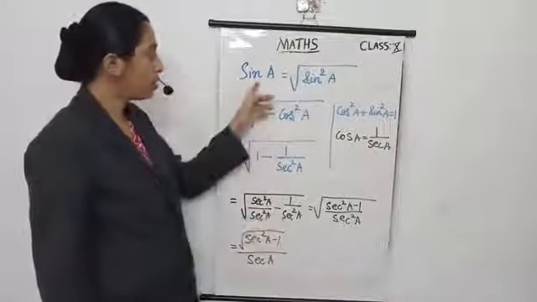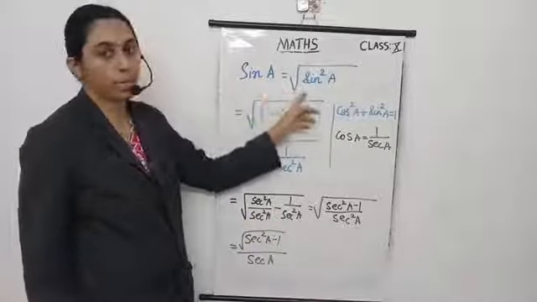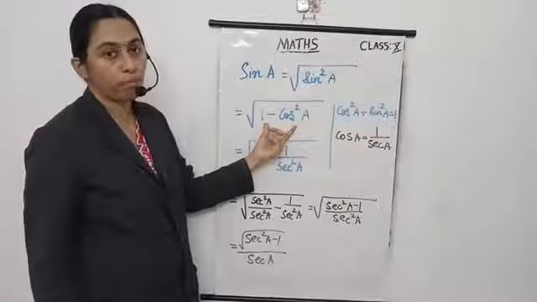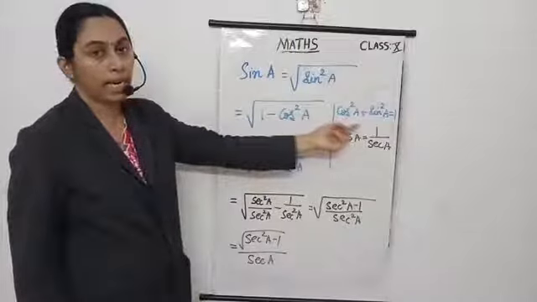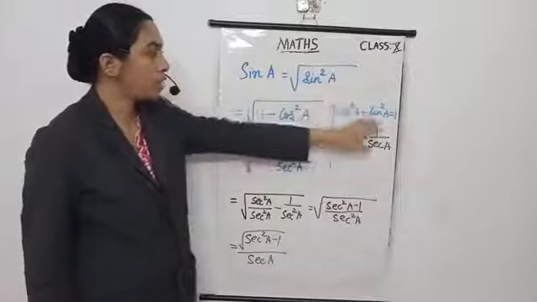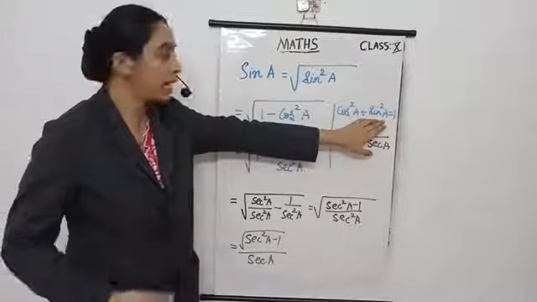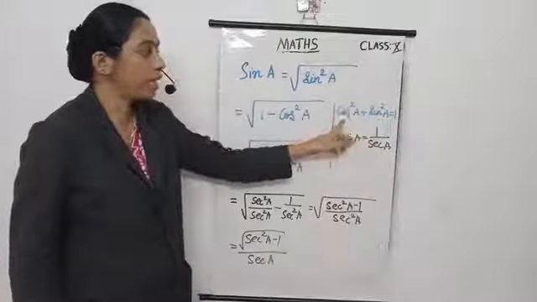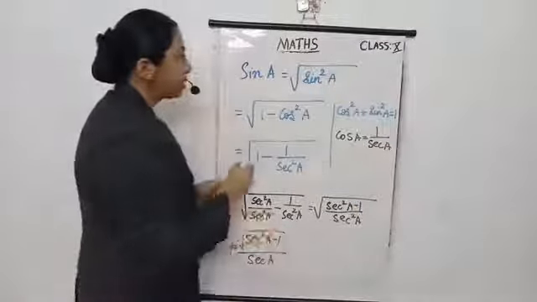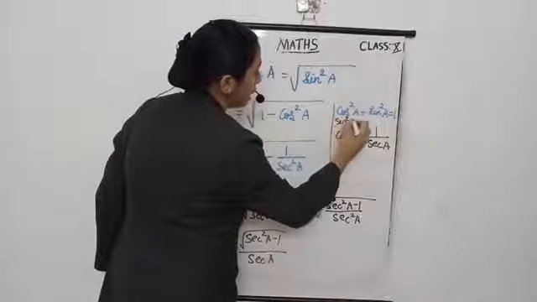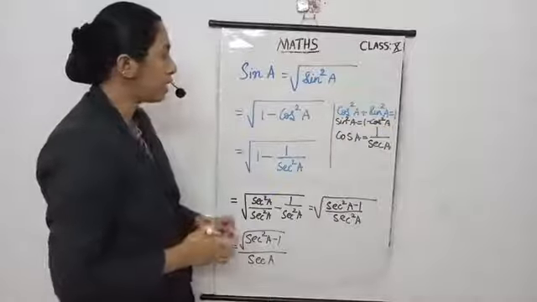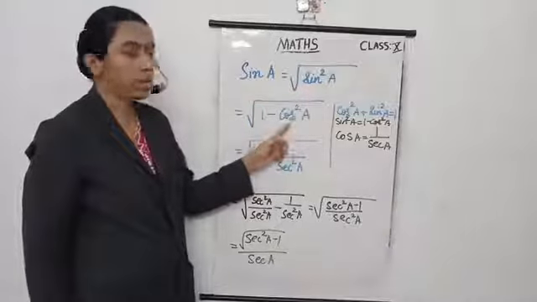So here first write sin A equal root sin square A. Now sin square A we can replace with 1 minus cos square A. We already learned the identity cos square A plus sin square A equal 1. Then sin square A equal 1 minus cos square A. We can transpose this cos square A to the right side. We get sin square A equal to 1 minus cos square A. So substitute that here, sin as 1 minus cos square A.